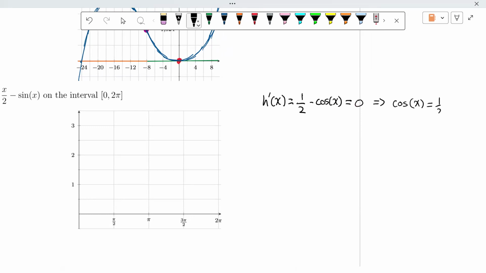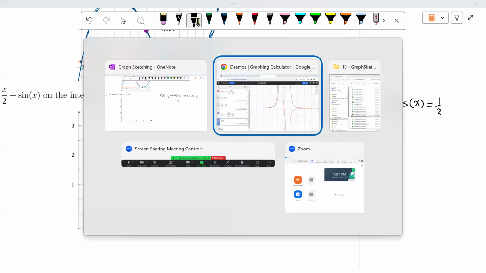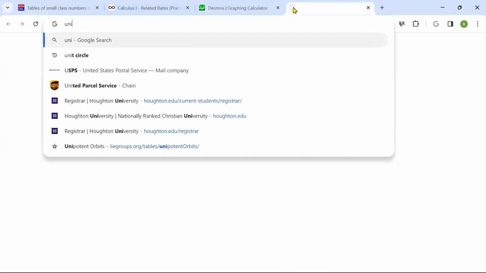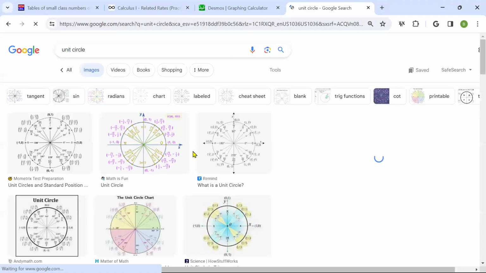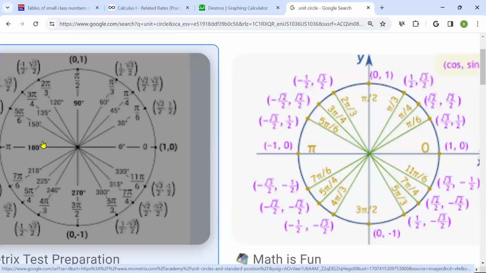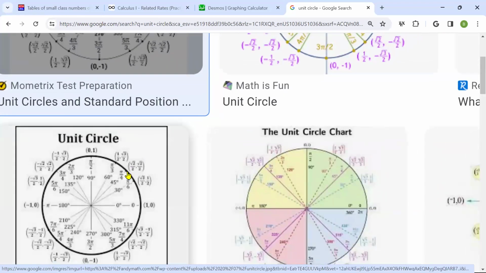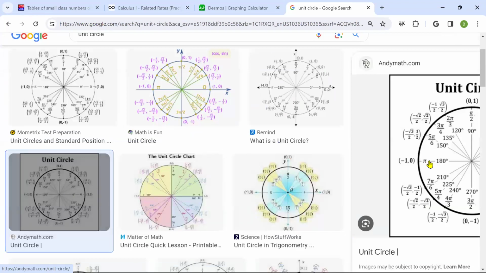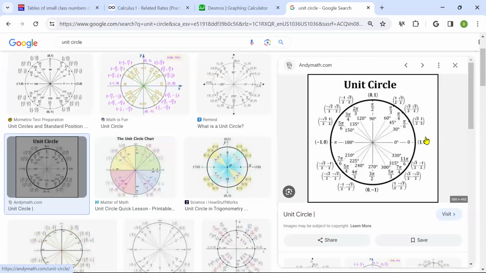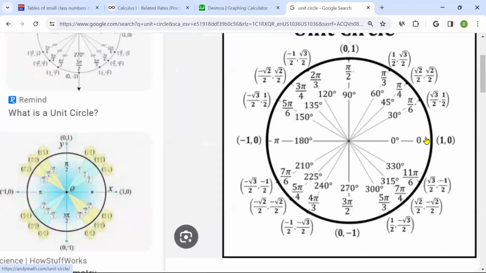And how do I find those points? I got to get my unit circle up. Let's pull it up here. Unit circle. I Google it every time. Here we go. They're all pixely. I think this one looks best though. Is it going to load it? Yeah, over here it loads it. Okay, come on, zoom in there.